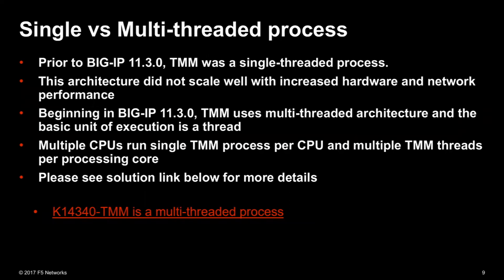Under the multi-threaded Tmm model, the basic context of execution becomes a thread. So the Big IP system allocates a fixed number of threads per processing core, which may include hyperthread cores. The threads reside in a shared virtual memory space and share a small subset of modules to reduce the greatest causes of overhead. The TMP feature allows platforms that contain multiple CPUs to run a single TMM process for every CPU and multiple TMM threads per processing core.